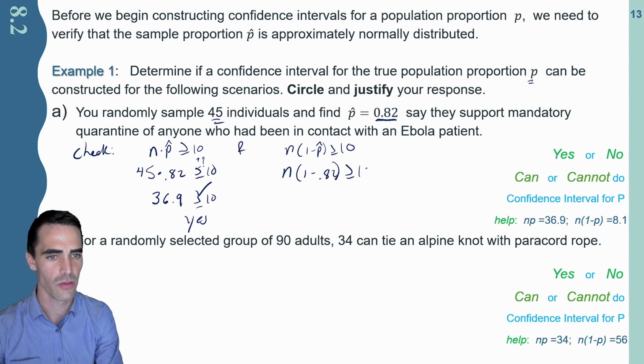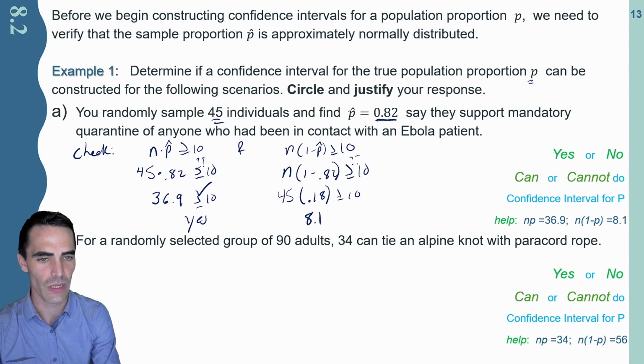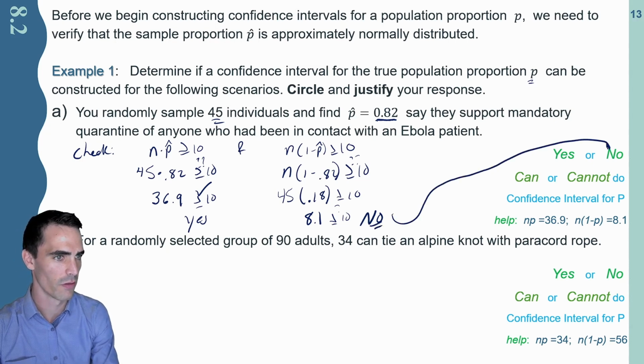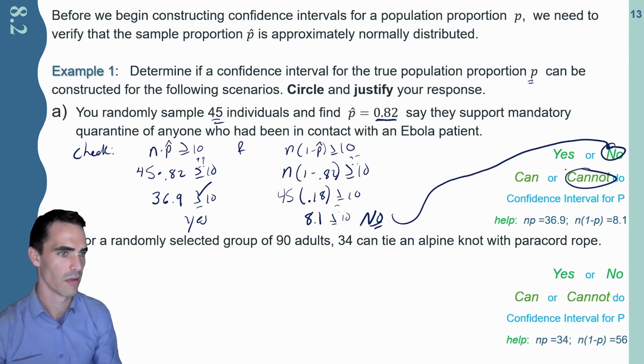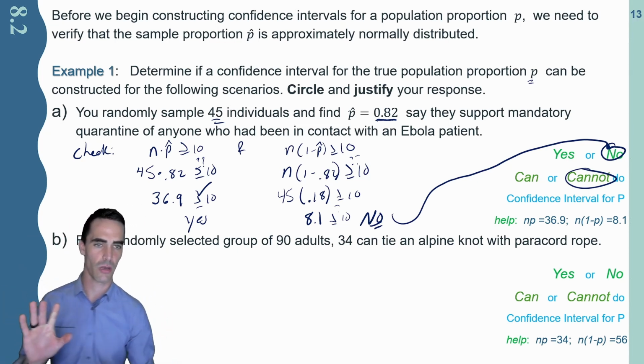For the next one, that should be n times 1 minus 0.82. And again, it's a question. We're not sure. Is it greater than or equal to 10? We can multiply that out. I should have 45 for my sample size times 1 minus 0.82, which is 0.18. We're going to get 8.1. Is it greater than or equal to 10? I'm thinking no siree. So can I build this confidence interval? No, I cannot do a confidence interval for the true population proportion.